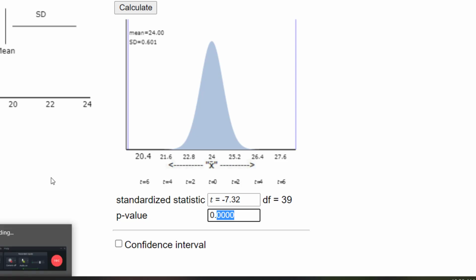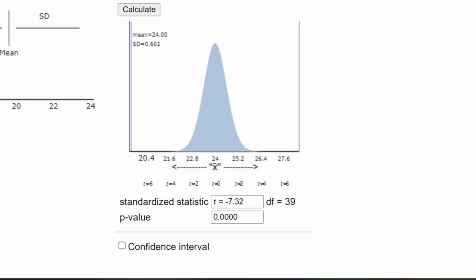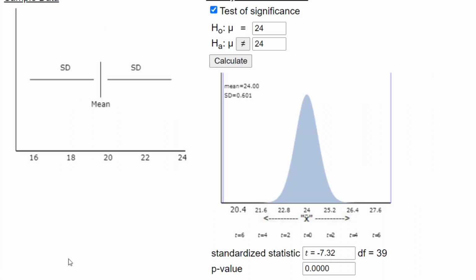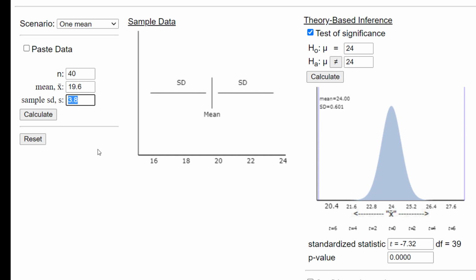There's one last thing I want to point out here. In the previous video, we had calculated the standard error, the standard deviation of our distribution of sample statistics. And in that calculation, we used sigma, the given standard deviation of the population, which again is not usual to actually have in reality. The Rossmann-Chance theory-based applet is getting a different value for the t-score because it is using s in that calculation. It is not using sigma. Notice nowhere in here did I actually put in sigma.